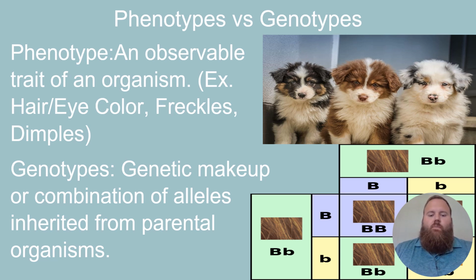Genotype refers to the genetic makeup or combination of alleles inherited from parental organisms, aka the letters. So you can see on your right, just below the picture of the puppies, a capital B and a lowercase b. Capital B would represent a dominant allele, and a lowercase b would represent a recessive allele.